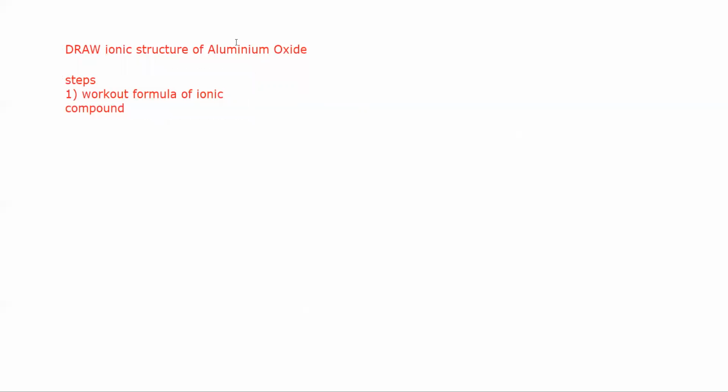So what is the formula of aluminium oxide? How will we work it out? We'll write the symbol for aluminium and the symbol for oxygen. Aluminium belongs to group 3, so it is 3+. Oxygen belongs to group 6, so it is 2-.